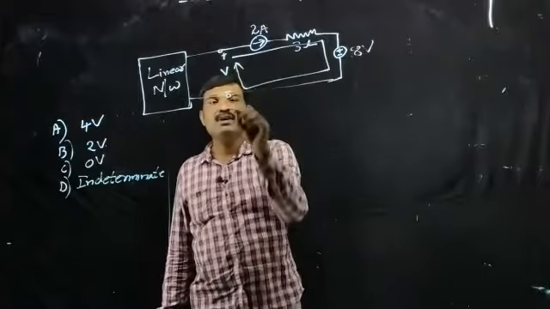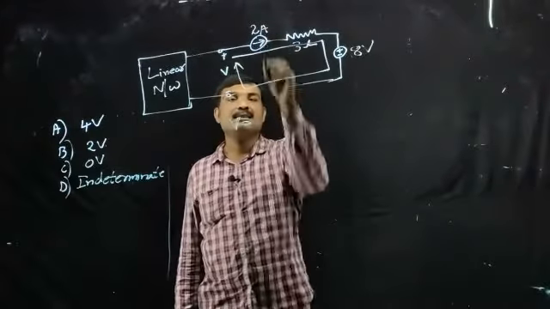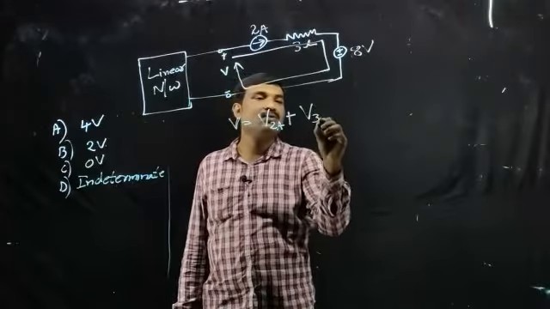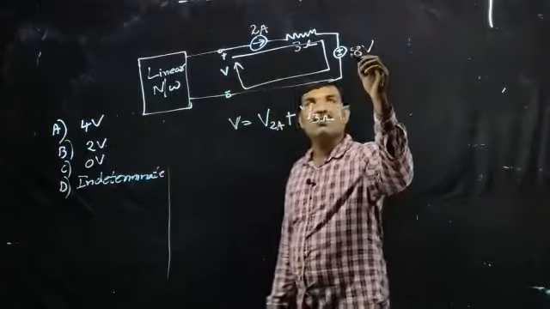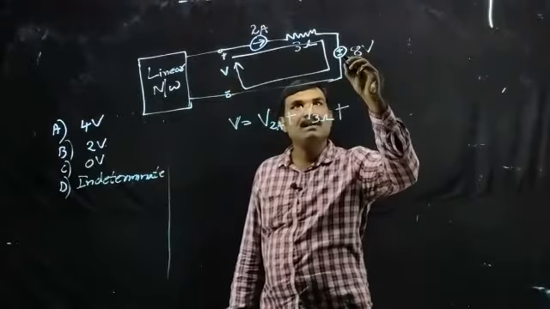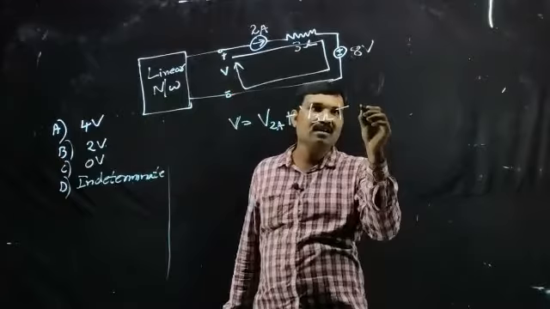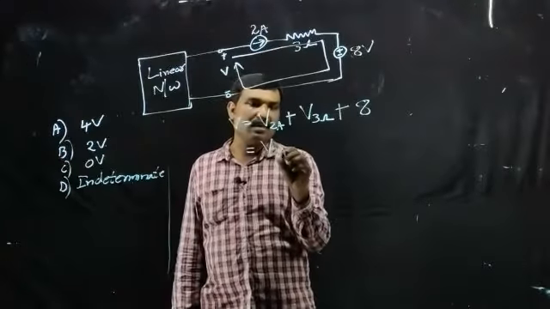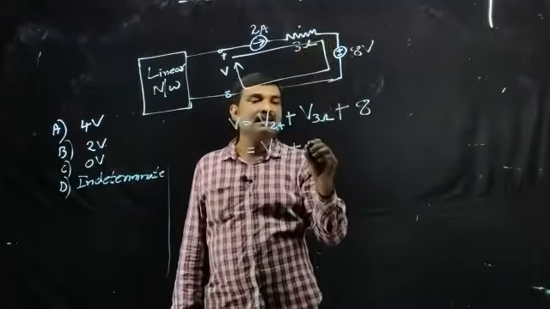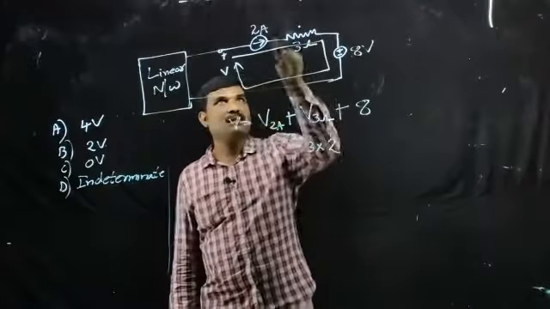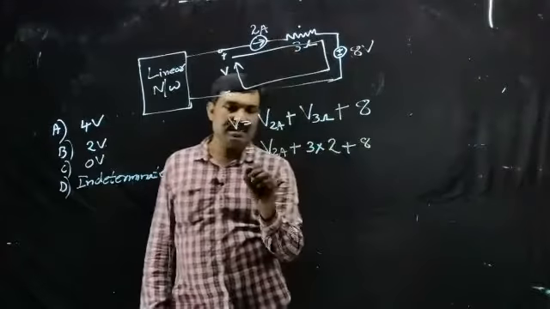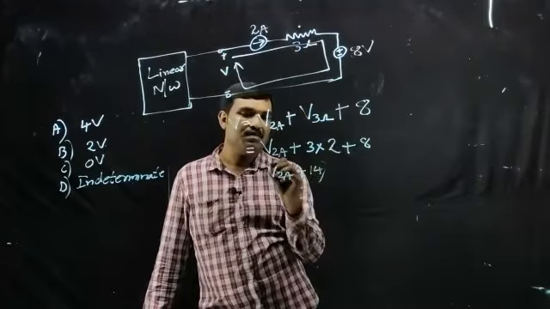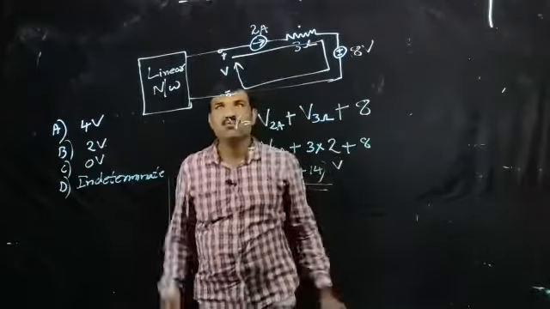Now, this V is equal to the voltage across this 2 ampere current source plus the voltage across this 3 ohm resistance plus the voltage of this source. We are moving from plus to minus, that is from higher potential to lower potential. So this value is 8. So this is equal to the voltage across the current source plus the voltage across this 3 ohm resistance, which is 3 into the current passing through this 3 ohm, that is 2 ampere, plus 8. So this is equal to V2A plus 6 plus 8, that is 14 volt. So this is the value of this voltage V.